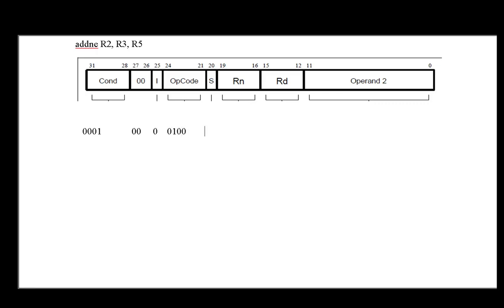0100. Then the S modifier is not being used here, so that's a 0. The first operand is R3, and 3 in binary is 0011. The destination register is R2, so 0010. And then the second operand is my R5, and for that I have 0101, and then I have 1, 2, 3, 4, 5, 6, 7, 8, and then altogether they'll be my 12 bits, right? So 12 bits, bits number 0 up to 11.